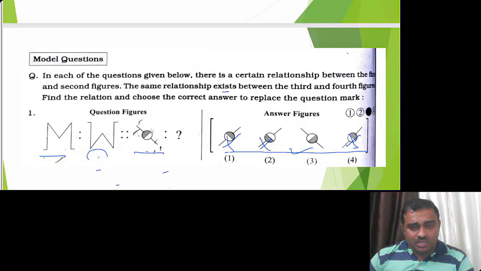And see, the parallel line portion, the shaded portion, is at the top. In the water figure, it will come down. See, it is here. So the correct water image of this figure is option number 3. Got it, everyone?